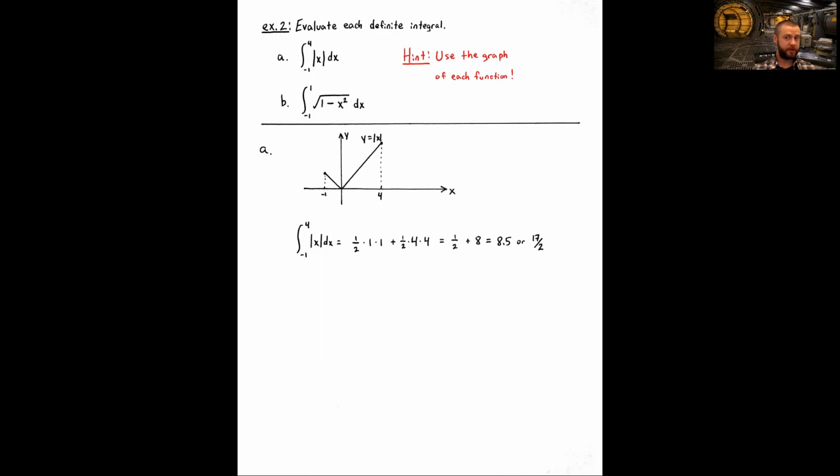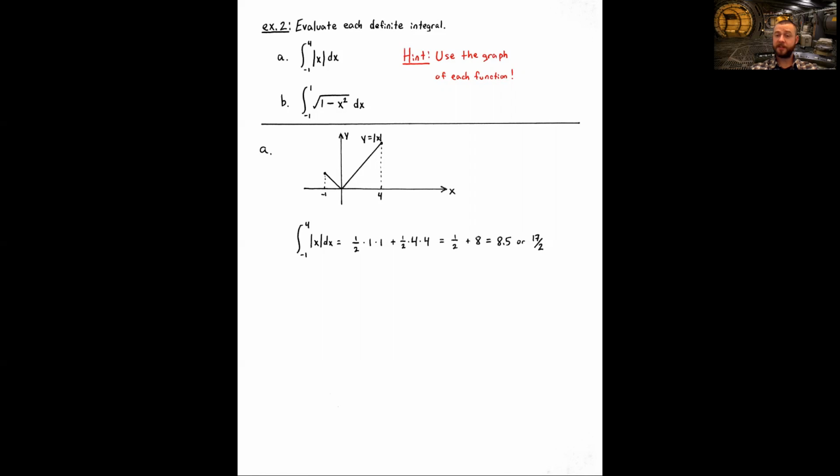The base length going to the left is 1 unit, +1. The height, because it's above the x-axis, is also +1. So our triangle on the left has area 1/2 times the base 1 times the height 1, which should be a half. The triangle on the right has base length and height both equal to 4. So that's where the 1/2 times 4 comes in. And if you add up those two triangular regions, you get 8.5, 17/2.